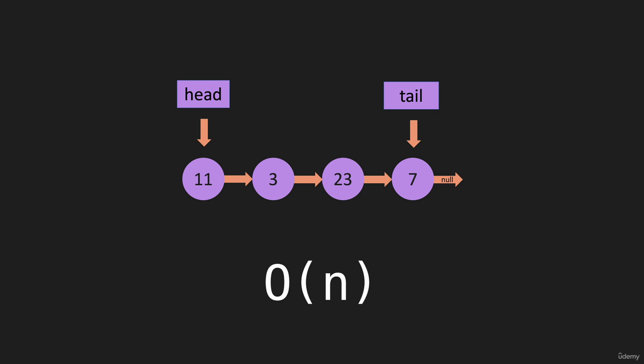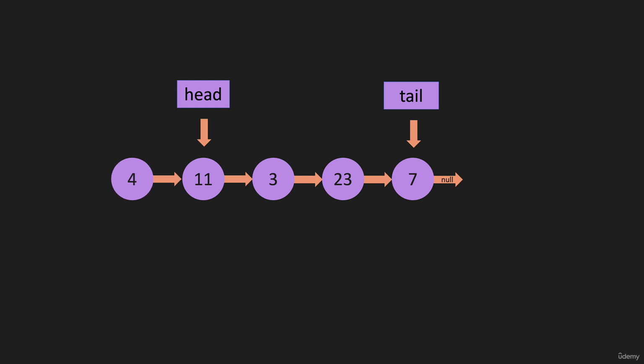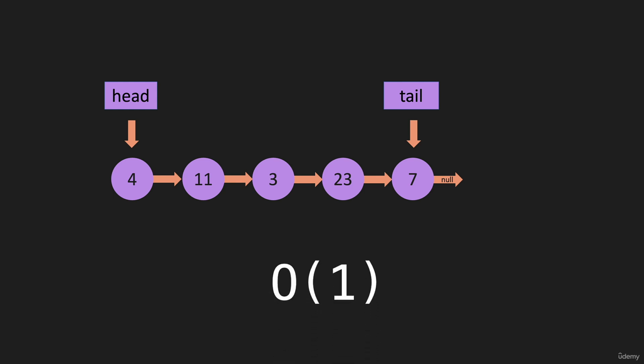Now let's look at doing this on the other end. Let's bring that 4 in over here. So we have to have the 4 point to that 11 node. And we do have something already pointing at the 11 node. That is head. So we set the pointer from the 4 node equal to the pointer from head. And that points the 4 at this node. Then we just set head equal to the new node. That's O of 1.